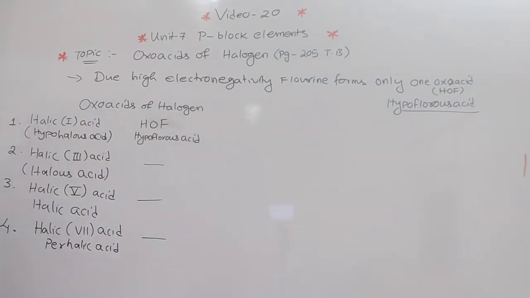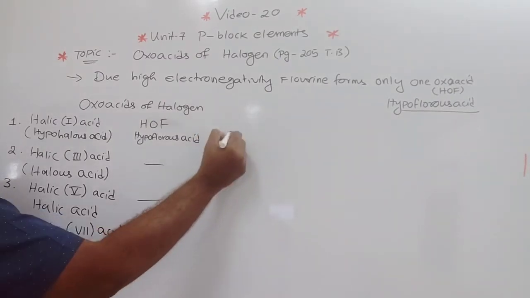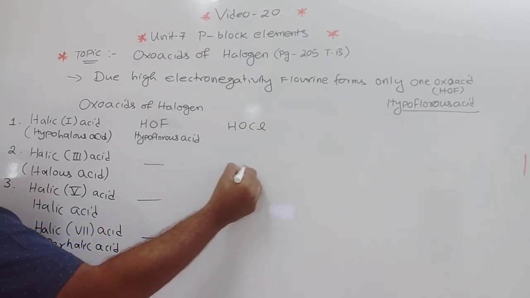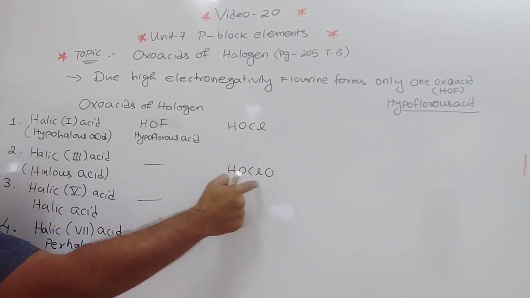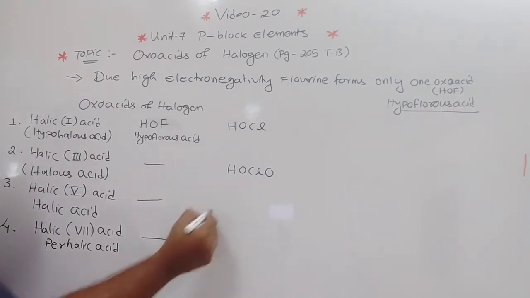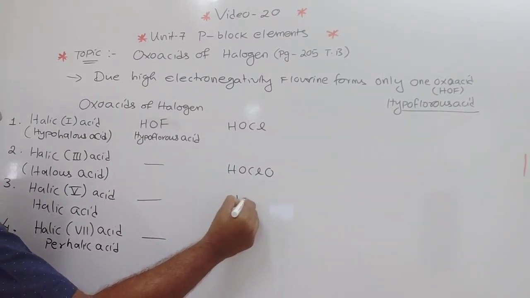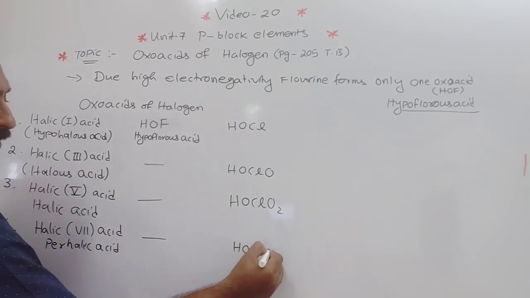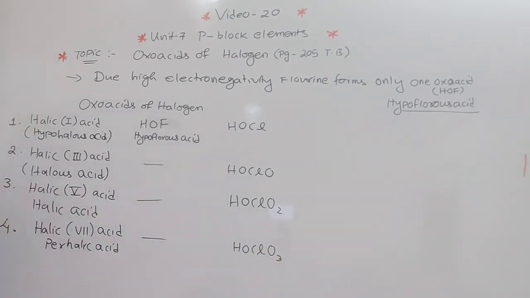Now, when we talk about chlorine, chlorine forms three, not four, acids: that is HOCl, HOClO, which can also be written as HClO2, then HOClO2 and HOClO3.